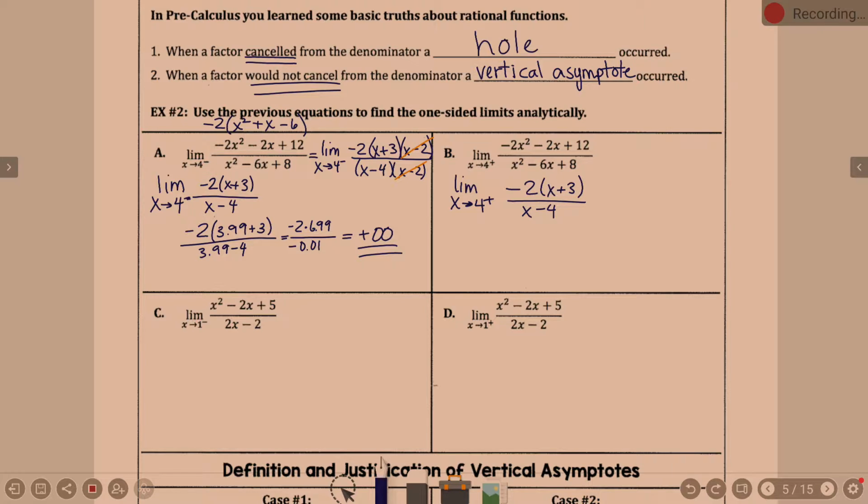Now this time, it's as we approach 4 from the right. So as we approach 4 from the right, what happens here? And again, can you plug in, you know, start with something like 4.01 if you want.